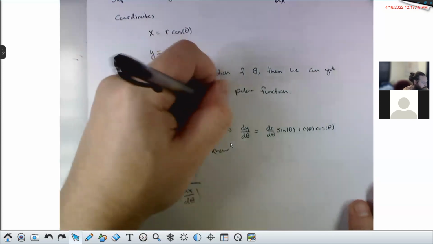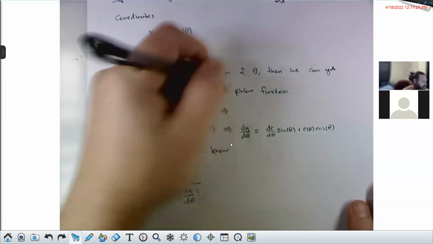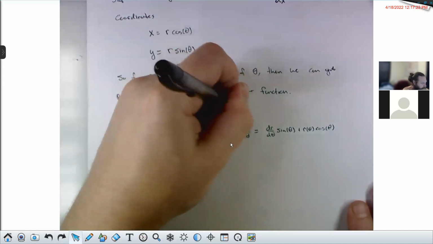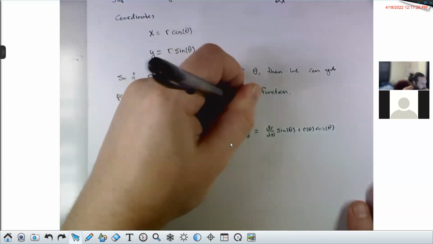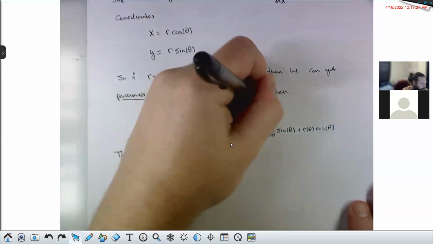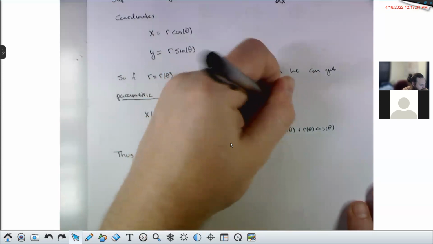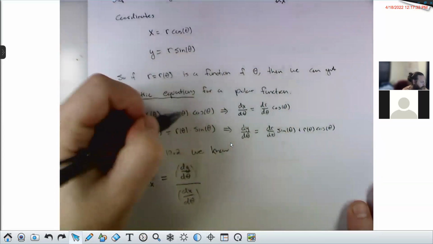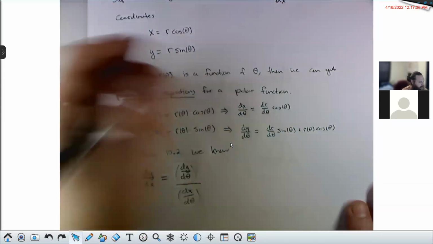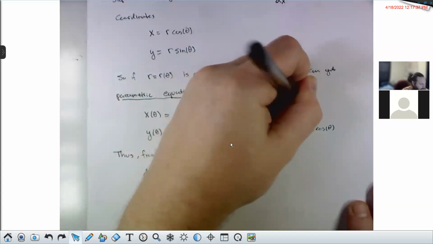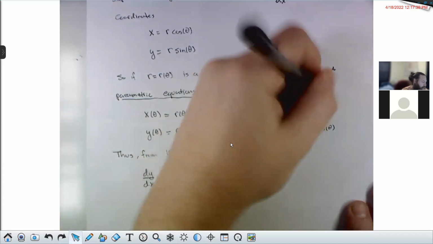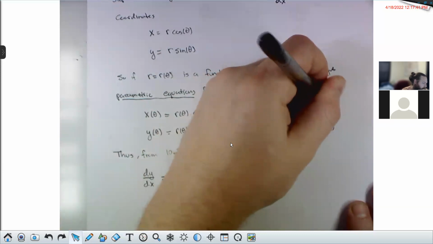And similarly from the first one, you can get dx d theta. Again, product rule, this is going to be dr d theta times cos theta plus r times the derivative of cos theta, which is negative sine theta. So this is going to be minus r of theta times sine theta.